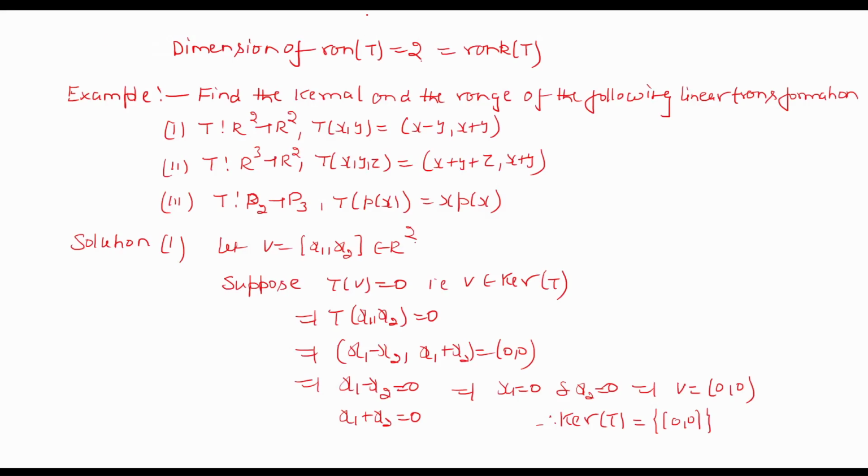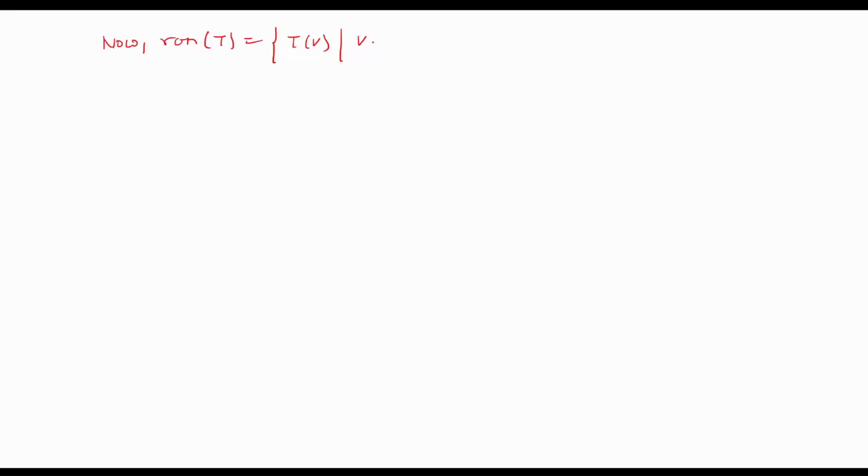Now the range of T is equal to the set of T of V, where V belongs to R square. V we have taken as (x1, x2) in R square.